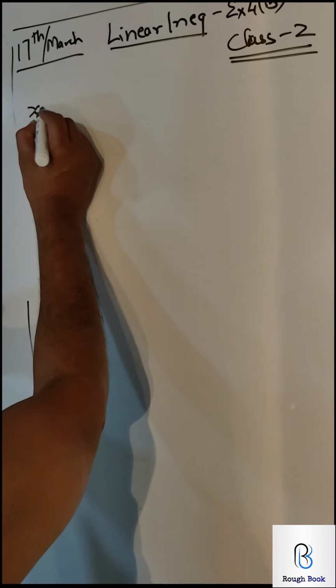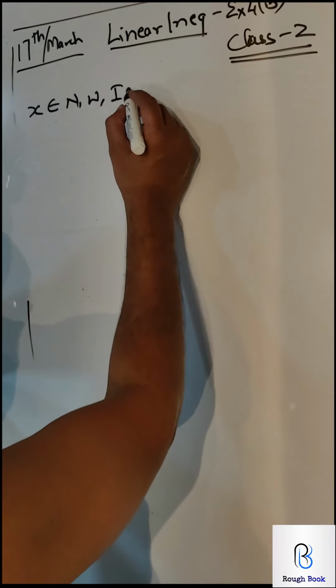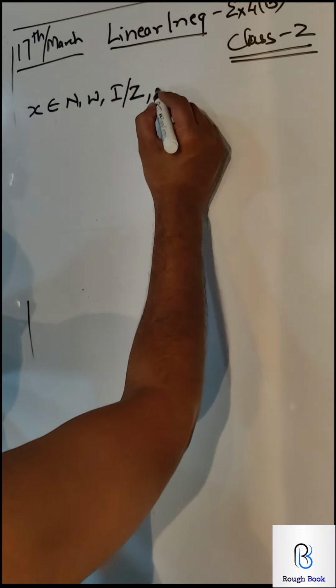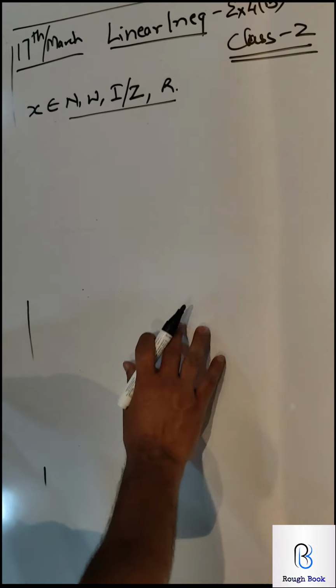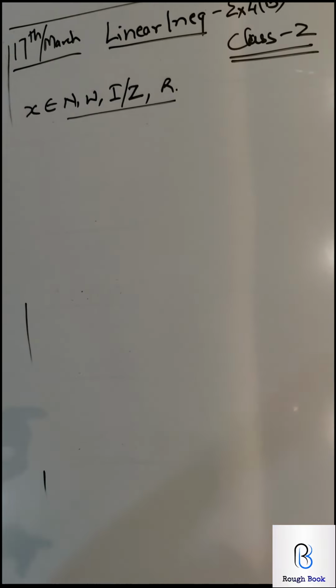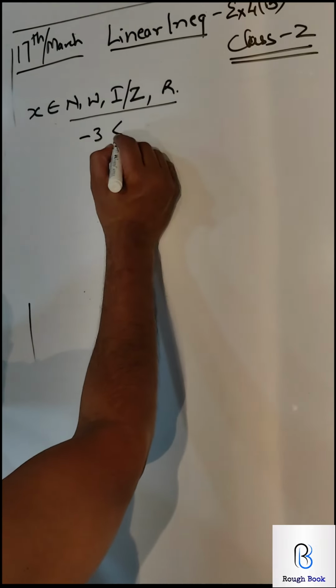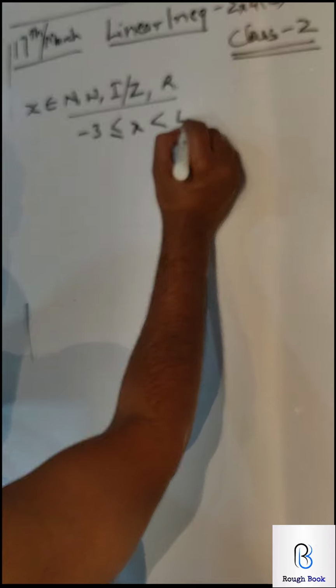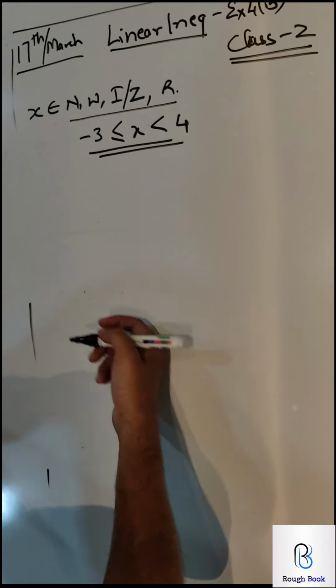So we already know x can belong to N, W, I. Remember I is also called as Z, and R. So we've got four options. How are we going to draw the number lines for these four options is what we are going to understand today. So let's take the same example, minus 3 less than or equal to x less than 4. If this is my condition, how will I draw the number lines in all the four cases?